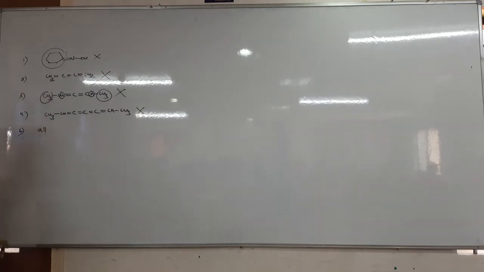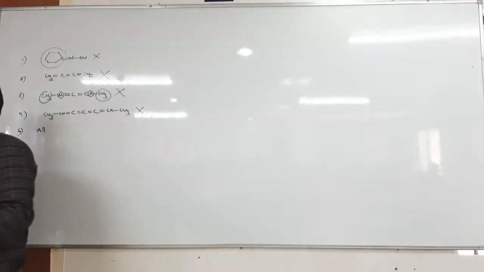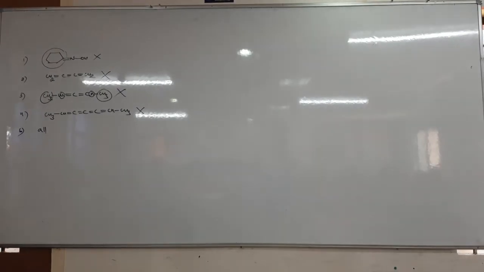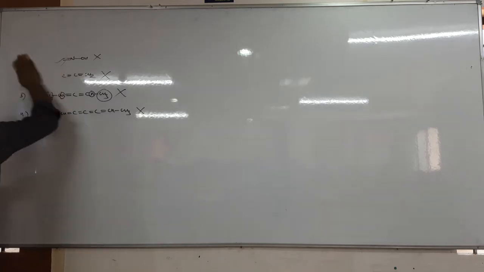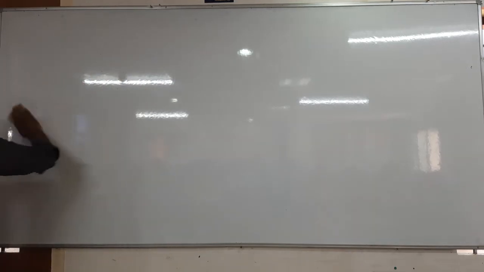But remember, with an even number of double bonds it can exhibit what? Optical isomerism. Write one note that we will study separately in optical isomerism. But write the note: a cumulene with an even number of double bonds can exhibit optical isomerism.